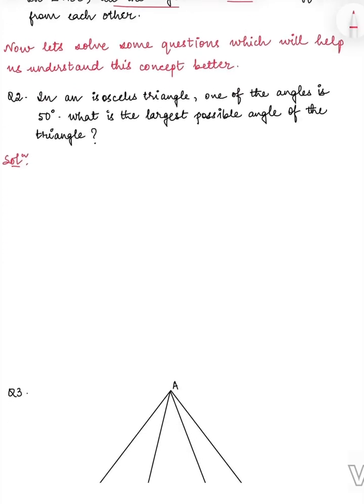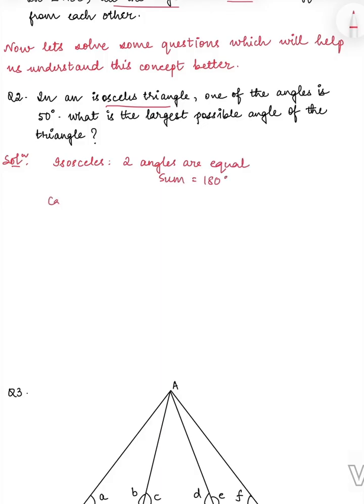So the first is that in an isosceles triangle, one of the angles is 50 degree. So what is the largest possible angle? So isosceles, what does that mean? Two angles are equal. And we also know that the sum is 180 degree. So the first case, and this is the second case, okay? The first case is that the equal angle is 50 degree. So the other equal angle will also be 50 degree.